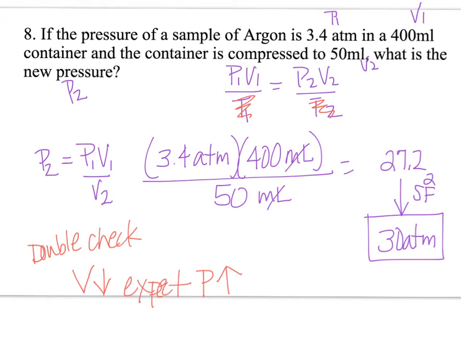So how'd you do? Hopefully you got 30 atmosphere. The calculator probably gave you 27.2, but because we need one significant figure, oops, I said 2, and it's actually 1, sorry about that. One significant figure, because this has 1 and this has 1, so our answer is 30 atmospheres. And then we can double check ourselves and say, hey, we know that the volume decreased, and because they're inversely proportional, we would expect that the pressure would increase, and it did, so we are on the right track.